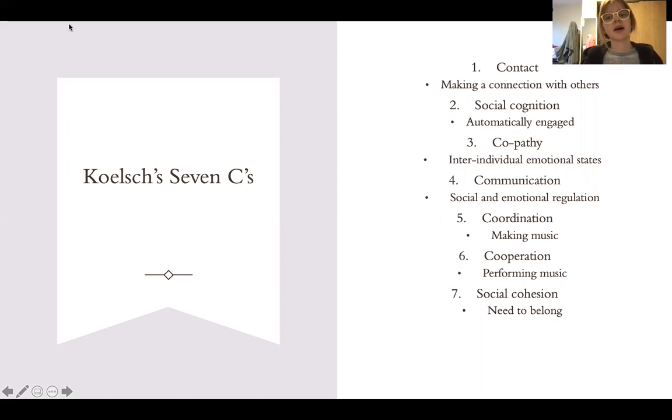So the first one, contact, is making a connection with others. Even if you're not with other people, you can relate and understand the music and relate it to past experiences that you may have or future things you want to accomplish. Social cognition is actually automatically engaged when an acoustic stimulus is being introduced. You don't even have to do anything for that. It just sort of happens.